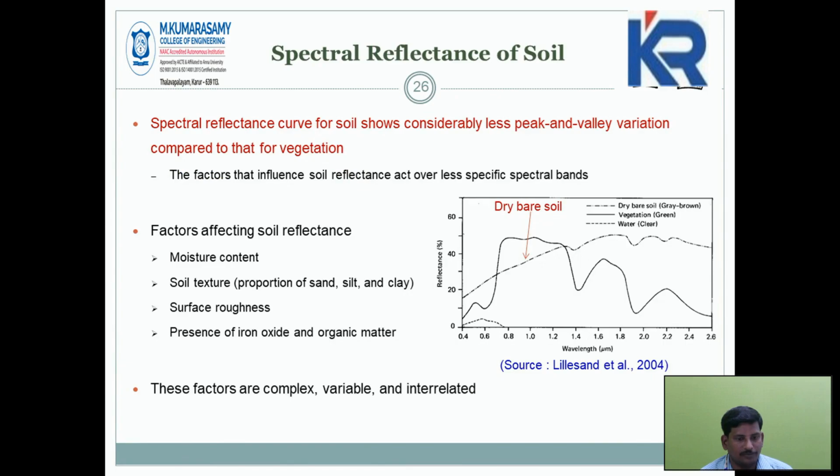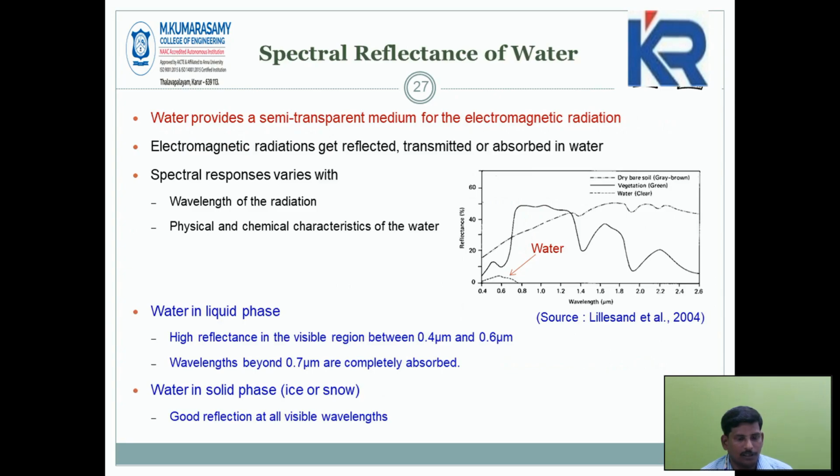This is for soil, dry bare soil. The reflectance of soil has considerably less peak and variation compared to that of vegetation. Some factors affecting the reflectance of soil are, first, moisture, and second, structure, like the proportion of sand, silt and clay, then roughness of the soil, and also the iron and organic matter in that soil, which affect its reflectance curve. Then for water, the wavelength from 0.4 to 0.6 is reflected, while wavelengths beyond 0.7 micrometer are completely absorbed.